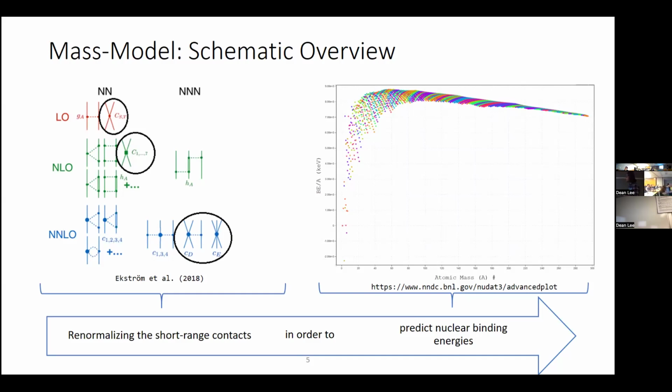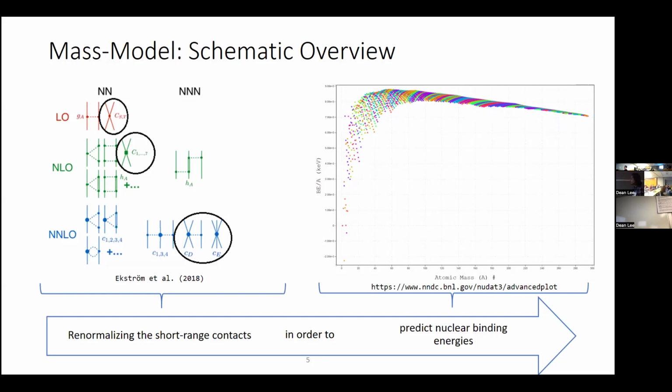So the interaction we're working with is shown on the left here. It's represented as a hierarchy of interactions involving nucleons and pions. For example, at the leading order, solid lines represent nucleons and dashed lines represent pions being exchanged. So at the leading order, we have one pion exchange and a short range contact, which accounts for our ignorance of the high energy details that are not captured by chiral effective field theory.